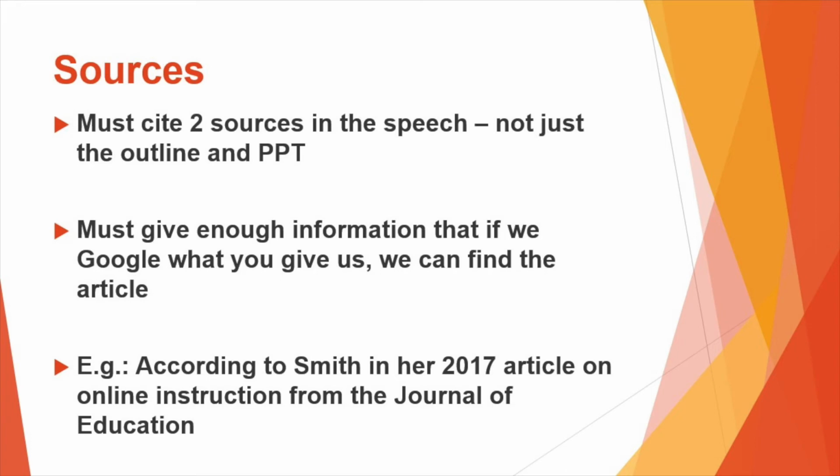An example of this would be something like, according to Smith in her 2017 article on online instruction in the Journal of Education. I could easily Google that sentence and find the source we were looking for. So be sure you do that for 2 sources. A lot of people lost a whole letter grade on the informative speech because they did not give citations. That's worth 10 points, which is 10% or a letter grade of the speech.